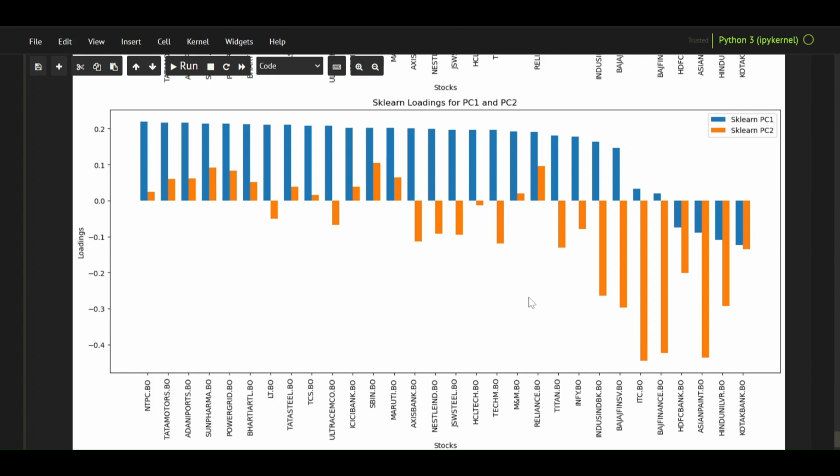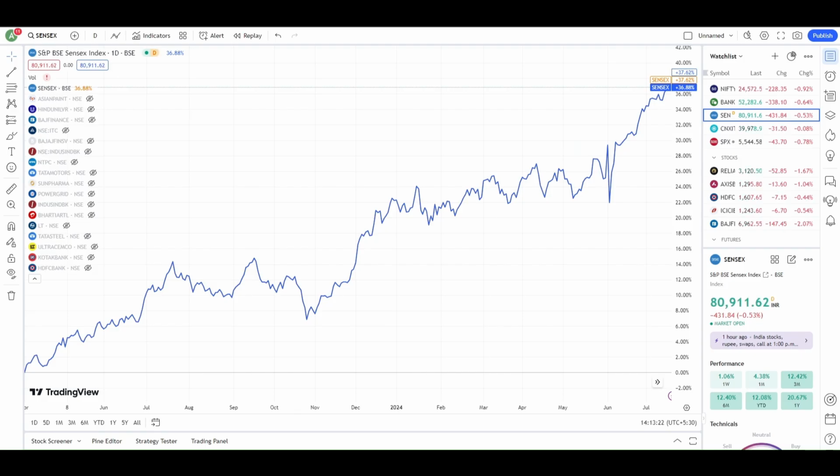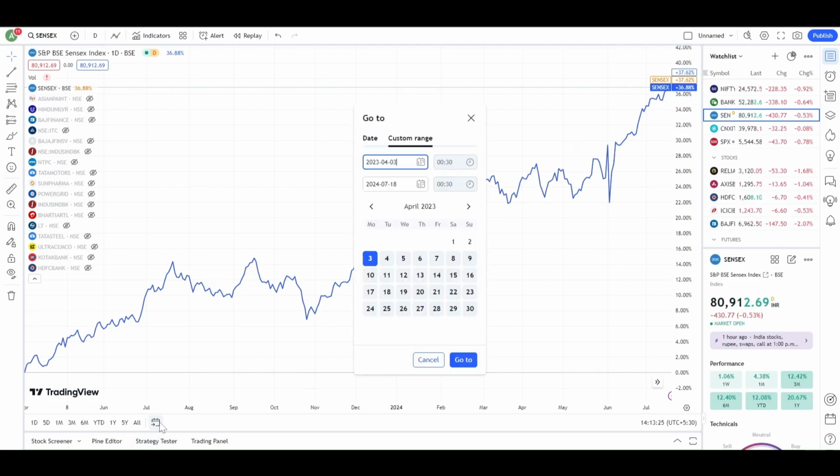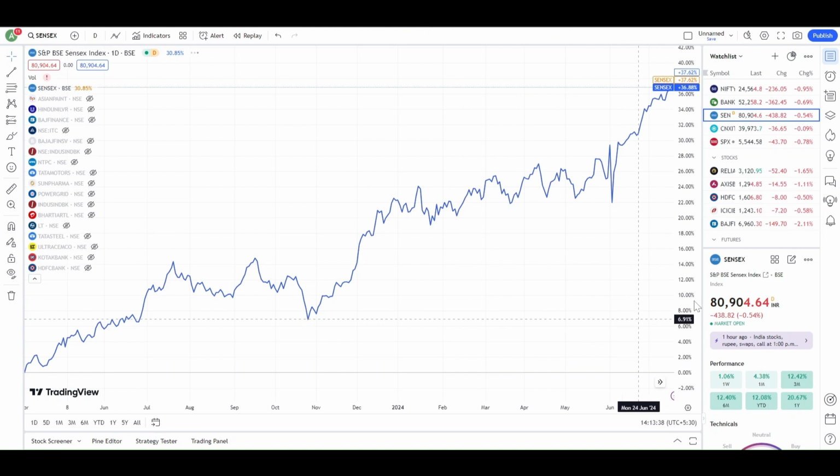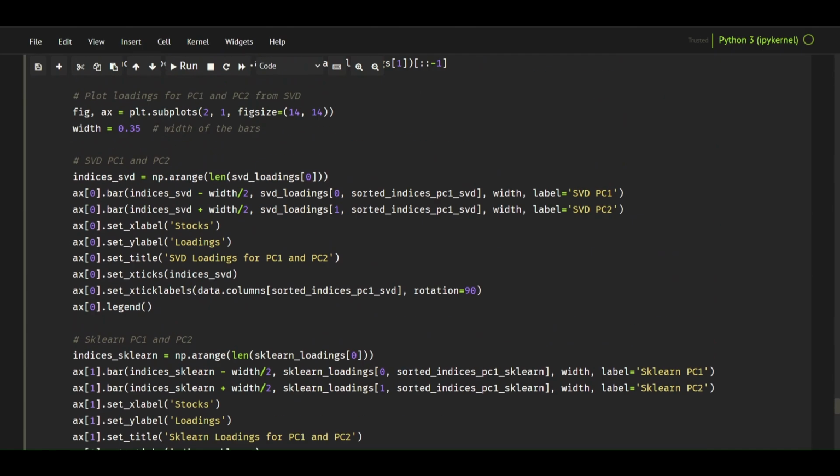Okay, so let's see if our PCA is matching with the real world results. So let's switch over to the TradingView online site. Here you can see that I have selected a date range from 3rd of April 2023, which is the start of the trading day, and it is going up to 18th of July. So my time frame is correct. And then what I've done is that I have taken the Sensex plot here. And as you can see, this Sensex plot is matching very much with what we had plotted here.